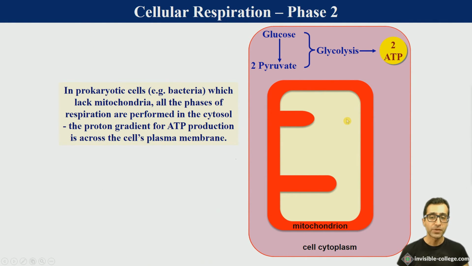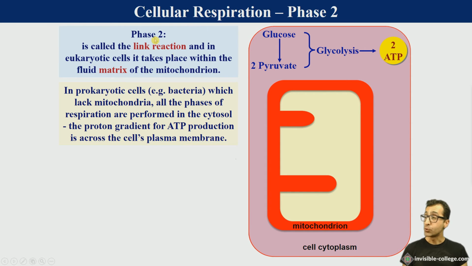So in prokarya, such as bacteria, again, these lack mitochondria. So all the phases of respiration are performed in the cytoplasm. Now the proton gradient for ATP production is across the cell membrane of a bacterium, because they do not have internal membrane-bound organelles. In contrast to that, in eukaryotic cells, as we'll see, the aerobic phases of respiration, including the electron transport chain and chemiosmosis, occur across the membrane of the mitochondria.